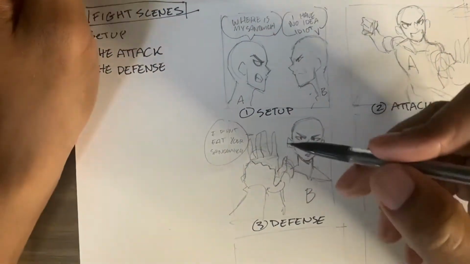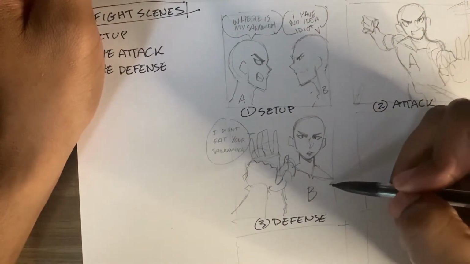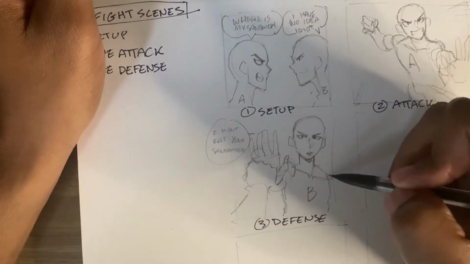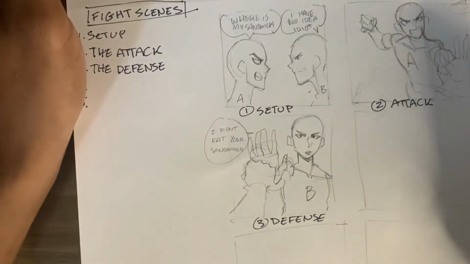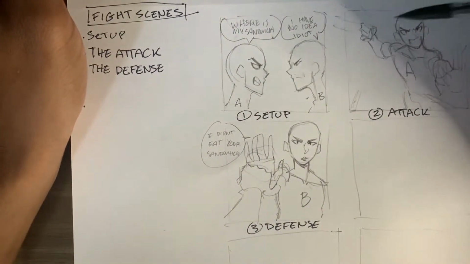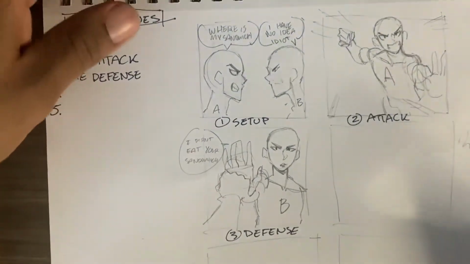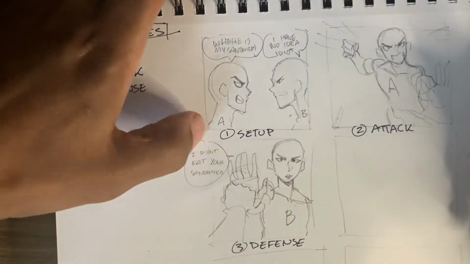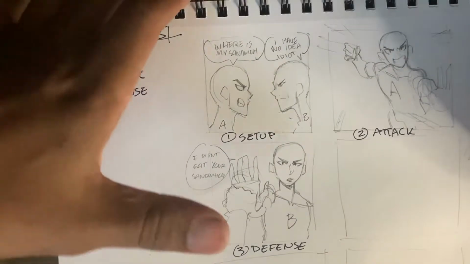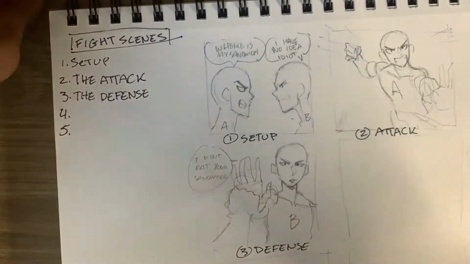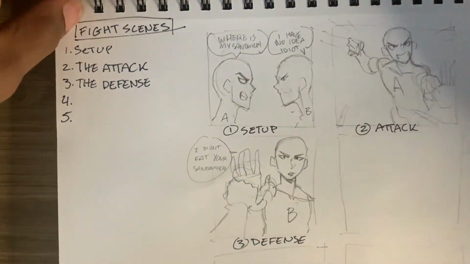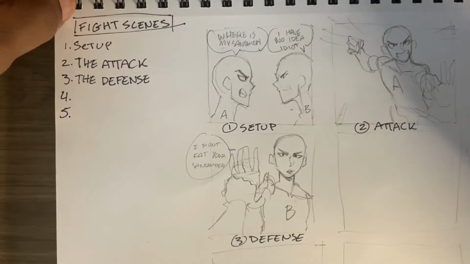All right, that's fine. This is more like a storyboard, right? I'm not trying to get anything perfect, just the basics. So we have the setup, we set up the fight scene, and we have the attack. Character A attacks character B, and then character B is like, I'm not going for it. He's on the defensive, so he's either going to block the attack or dodge it.